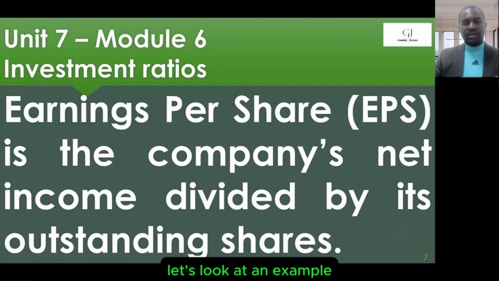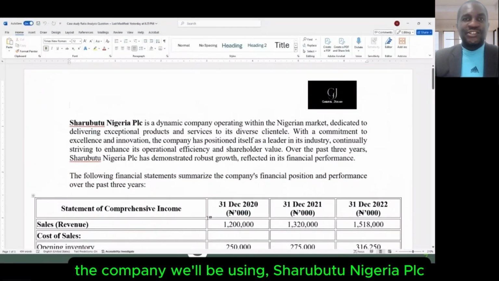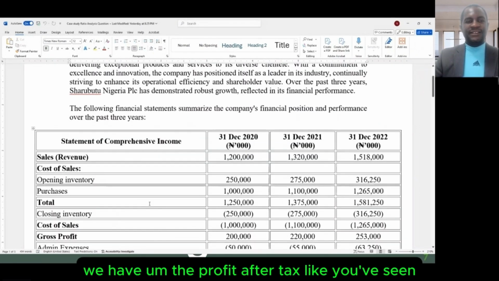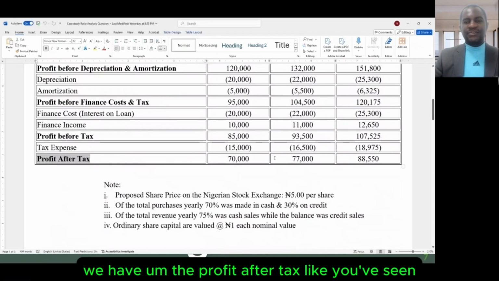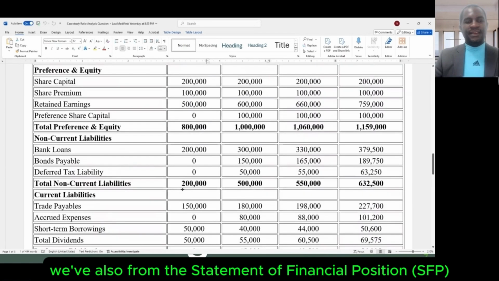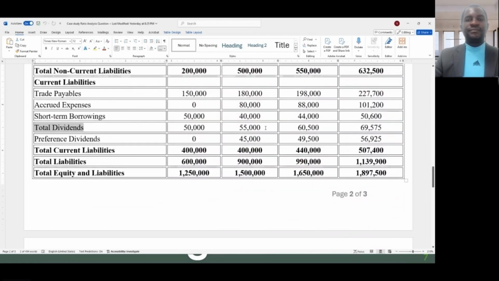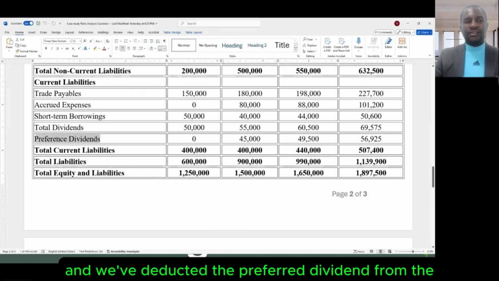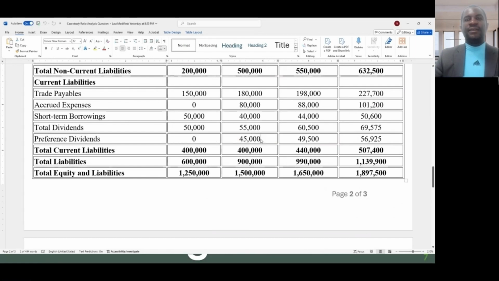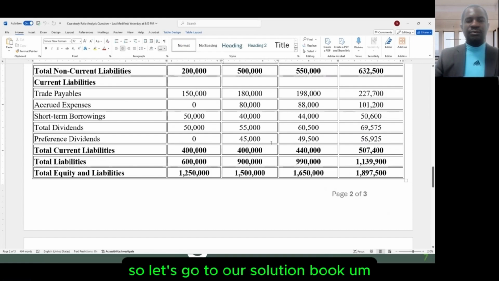Okay, so let's look at an example and how to calculate this ratio very practically. Still using the company we've been using, Shariputu Nigeria PLC. We have the profit after tax, like you've seen, which we've taken and we've calculated the earnings per share. We've also, from the SFP, taken the total dividends to calculate the dividends per share, and we've deducted the preference dividends from the profit after tax when calculating the earnings per share. So let's go to our solution book.